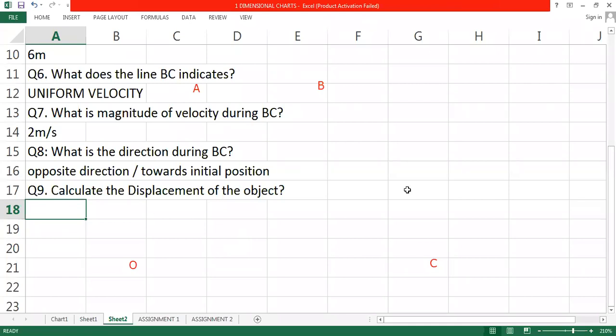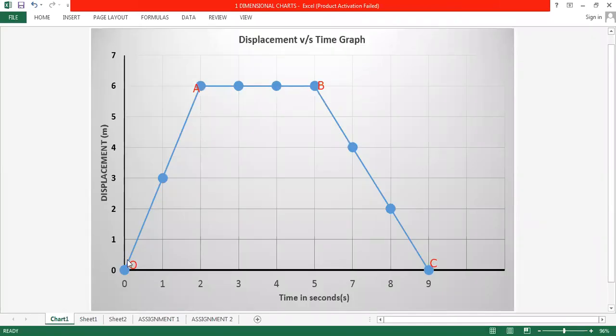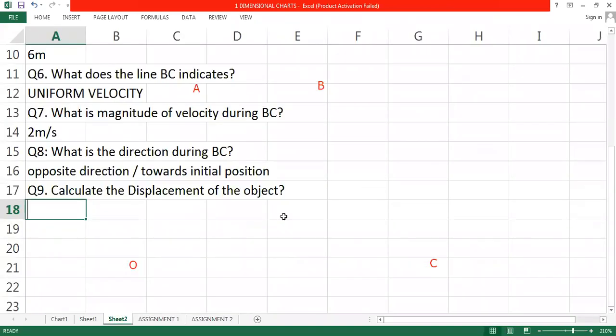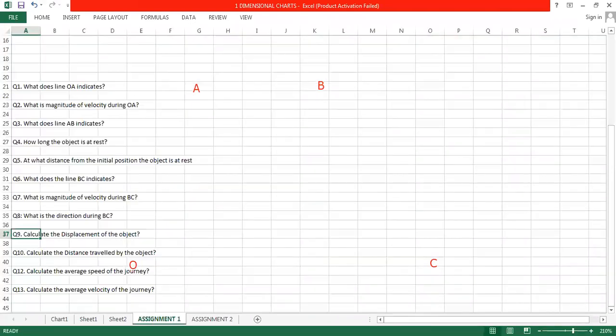How much is the displacement? Now try to understand. The displacement is 0. Why is it 0? Because look at it. The object travels 6 meters, stays there and then comes back 6 meters towards the initial position. So the object started from 0 and came back to 0. So how much is the displacement? The displacement will be 0 meters.